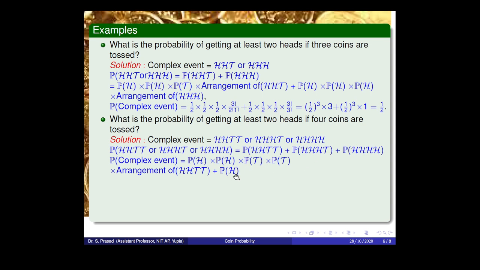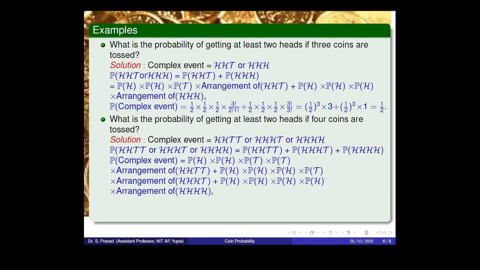Here it is the probability of H into probability of H into probability of H into probability of T into arrangement of HHHT, plus we go for the probability of HHHH. Here we write the probability of H into probability of H into probability of H into probability of H into the arrangement of HHHH. Then we write the particular values of probability of H, probability of T and arrangement of these. We get these values, and first we move for this.